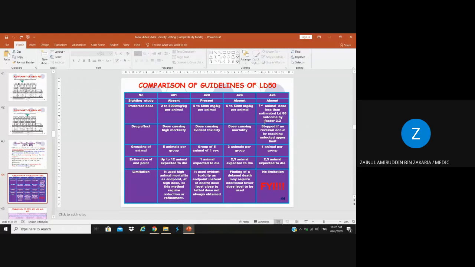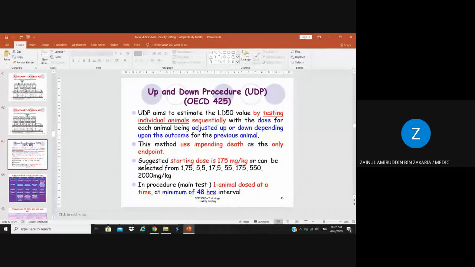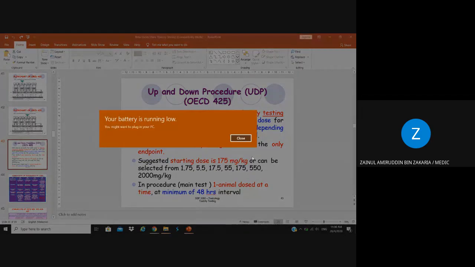what we mean by factor 3.2. The dose was designed this way. If you reduce by factor 3.2, you will get almost 55. You reduce by 3.2 again, you get 17.5. You increase by 3.2, you will get roughly 550. You will not get the exact number, but this is the procedure for calculation.